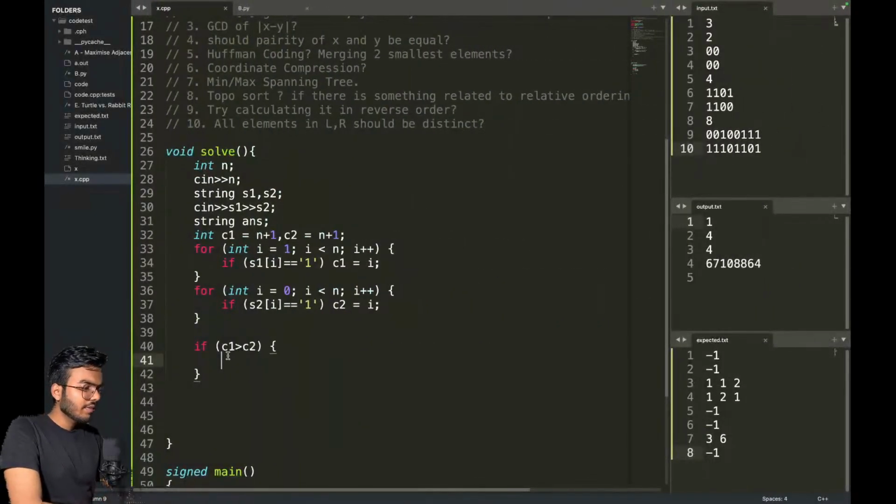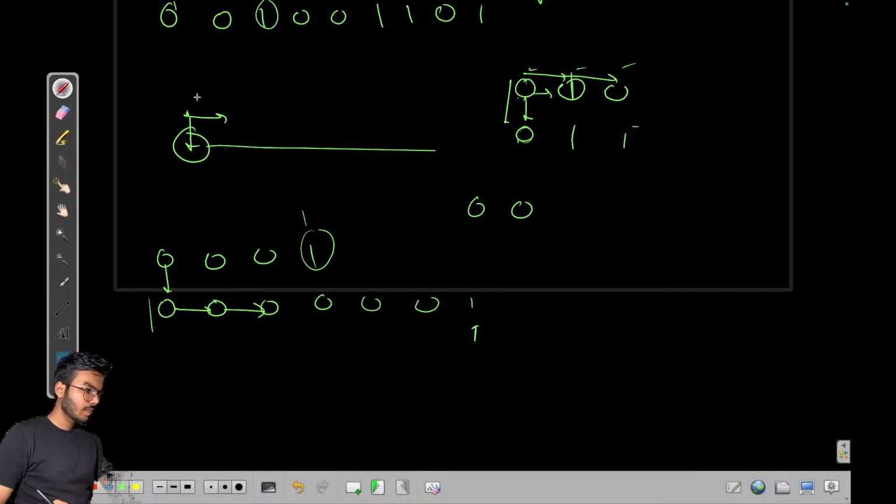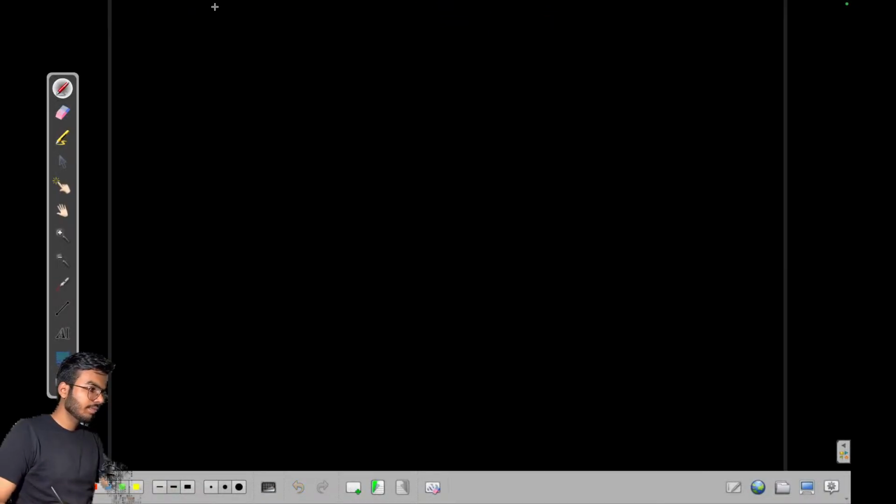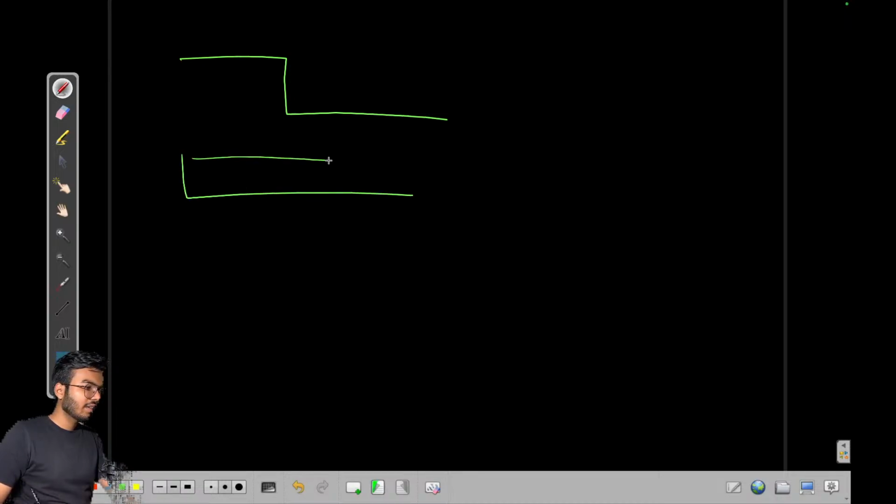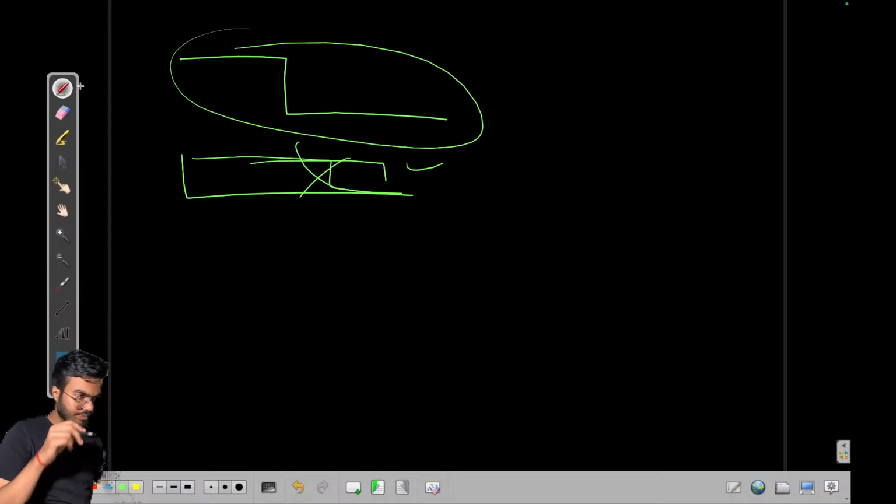Okay, so if C1 is greater than C2, that means it is optimal to take the downward path somewhere. No, it is not like that. What if my path looks something like this? One path is this, and another path I'm talking about is this. So that works, but what if we have something like this?